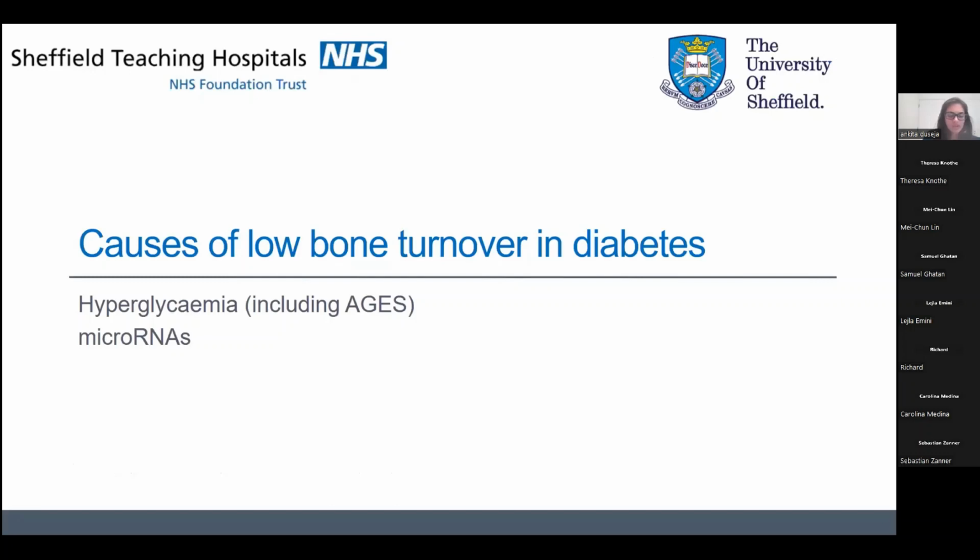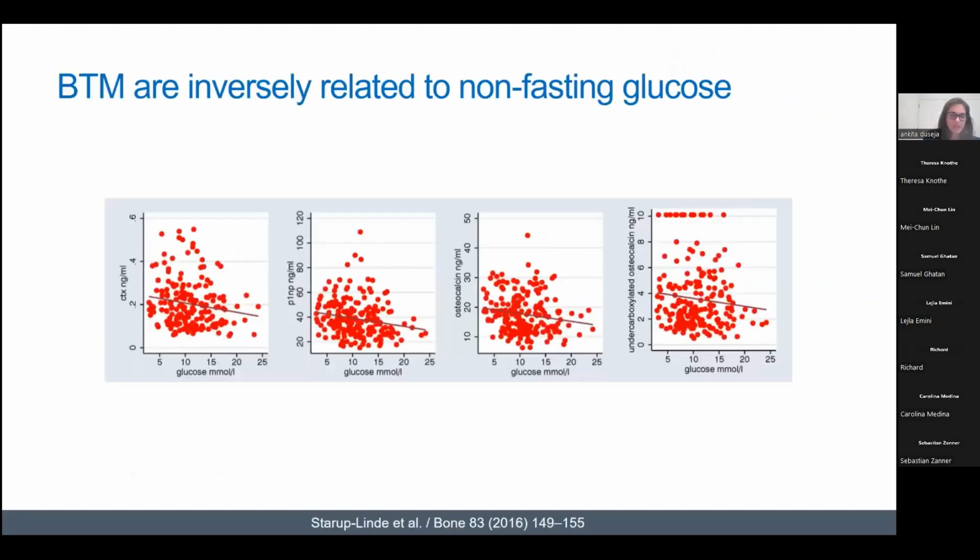Moving on to what the consequences of the lower bone turnover would be, I'm going to be commenting more on hypoglycemia, accumulation of advanced glycation end products, and microRNAs. Speaking about hypoglycemia, do hypoglycemic cells actually have an effect on bone turnover? Here I'm showing you the relationship between non-fasting glucose levels and bone turnover markers. You can see that all the 4 bone turnover markers mentioned here have negative relationships with glucose.